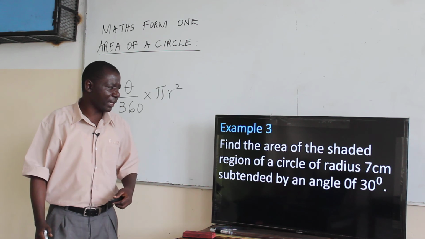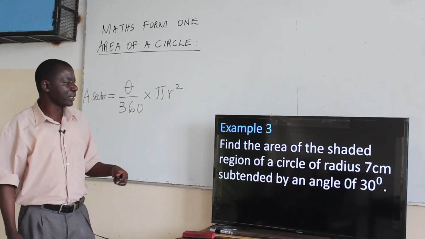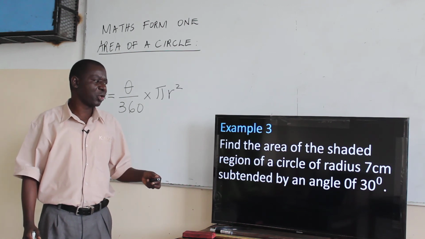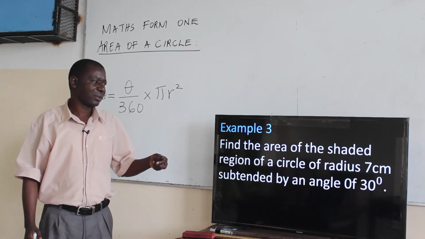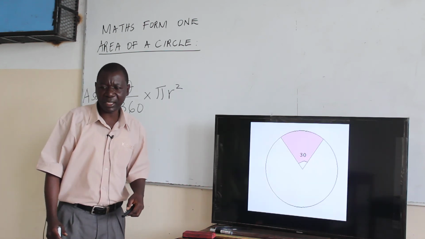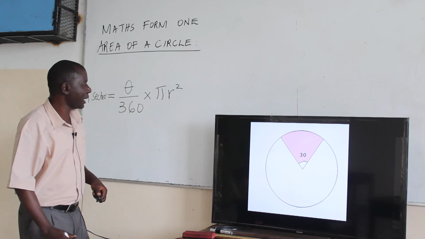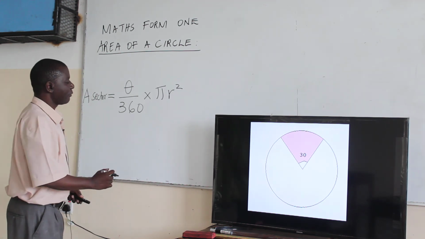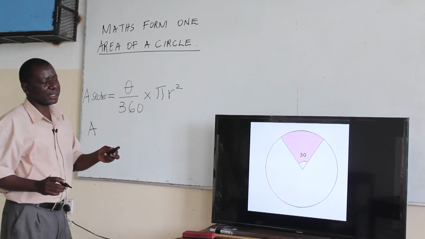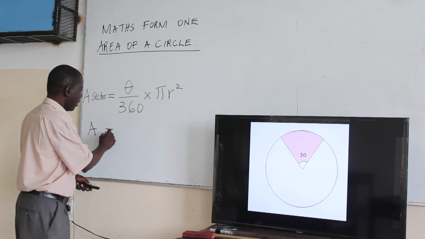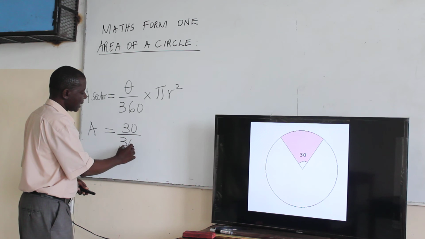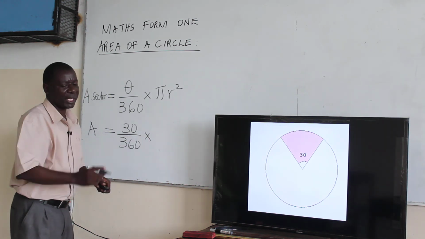And we can have an example here. A very good example is the one given here. Find the area of the shaded region of a circle of radius 7 centimeters subtended by an angle of 30 degrees. The diagram is here. So finding the area of that, we know the portion of the circle is subtended by an angle of 30 degrees, which gives us a fraction of the whole circle. So 30 degrees divided by 360 will give us a fraction of the whole of that circle.